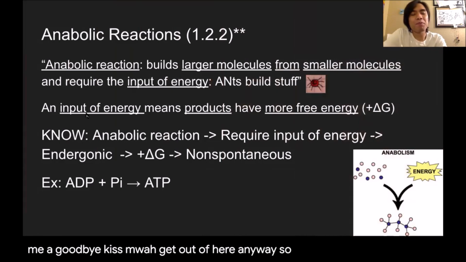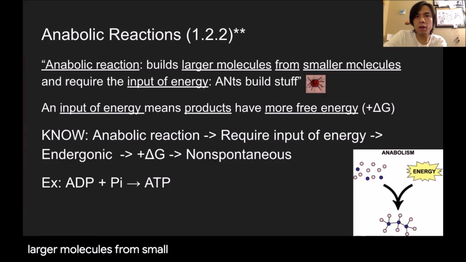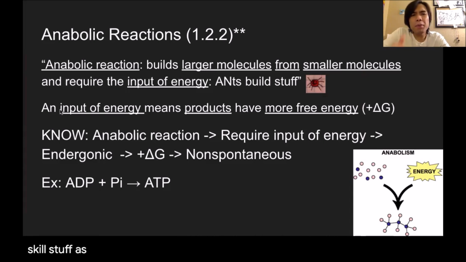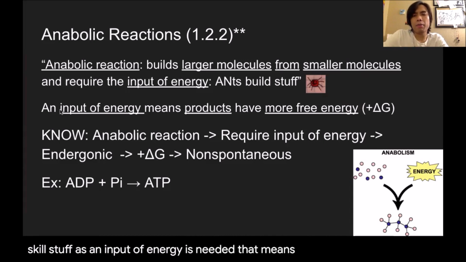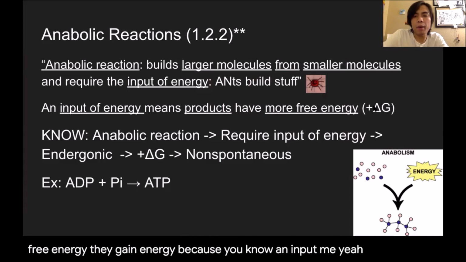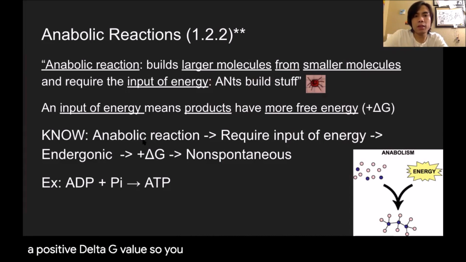Anyway, so an anabolic reaction builds larger molecules from smaller molecules, and they require an input of energy. As an input of energy is needed, that means our products have more free energy. They gain energy because of the input, and they have a positive delta G value. So you need to know this relationship.